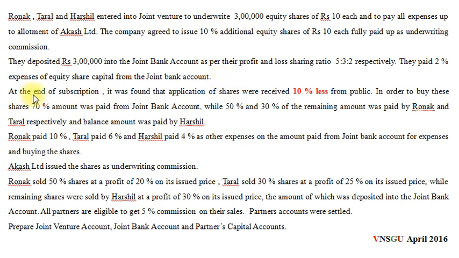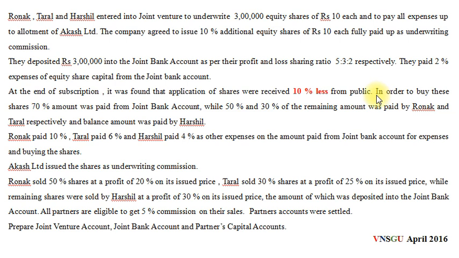Next, at the end of subscription, it was found that applications for shares were received 10% less from the public. Here you understand, Akash Limited wanted to issue 3 lakh shares, of which 10% less applications were received, means 30,000. So out of 3 lakh, the company could issue 2,70,000 shares to the public, whereas 10%, that is 30,000 shares, could not be issued by the company to the public, and therefore these shares were purchased by the joint venture.